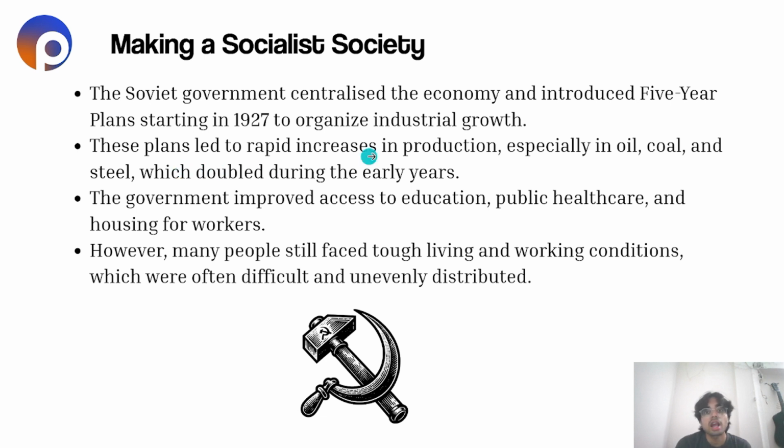These plans led to a rapid increase in production, especially in oil, coal, and steel, which doubled during the early years. The government improved access to education, public healthcare, and housing for workers. So everything was improving slowly. However, many people still faced tough living and working conditions, which were often difficult and unevenly distributed. So, not everybody was facing these problems, but some were.